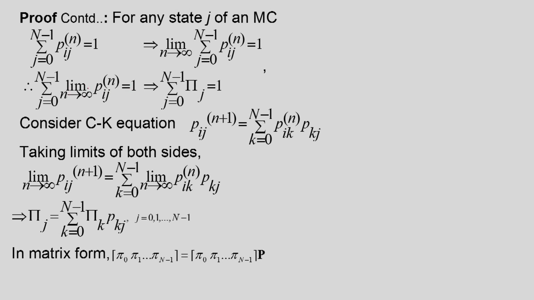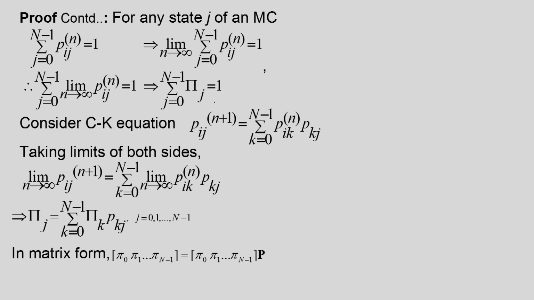Now, I know that this quantity is pi_j. So, that summation of pi_j over j equal to 0 to n minus 1 must be equal to 1. Therefore, if this limit exists, then this sum must be equal to 1. So, the summation of pi_j going from 0 to n minus 1 is equal to 1. Therefore, these pi_j's must be a probability distribution.